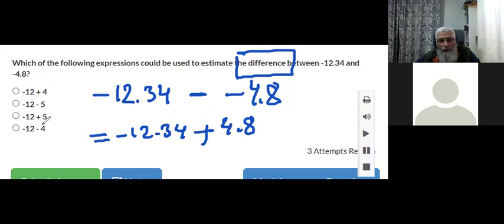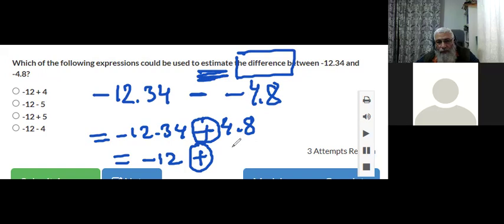It has to estimate 4.8. So it's negative 12 and plus. Why plus? Because minus, we said, is equal to plus. Plus what? Plus 4. Estimate means approximately, so this is what number? 5. So where is this? That is right there, number C. Negative 12 plus 5.